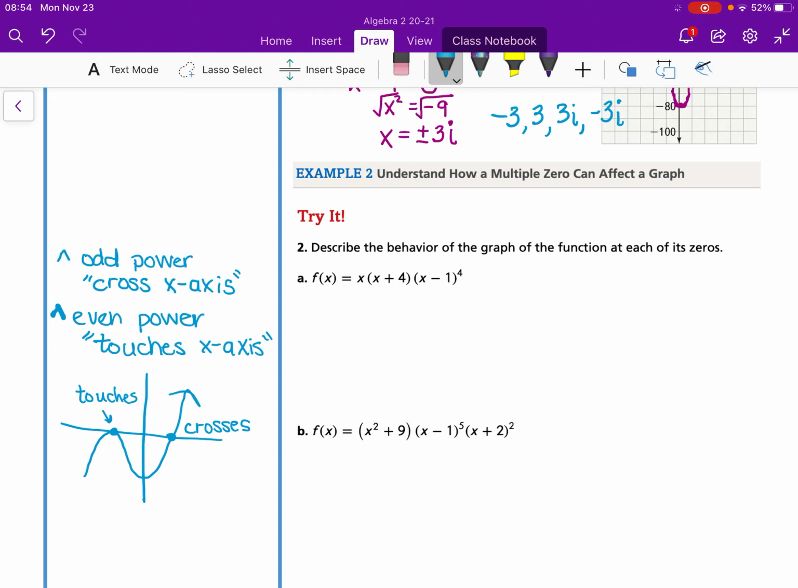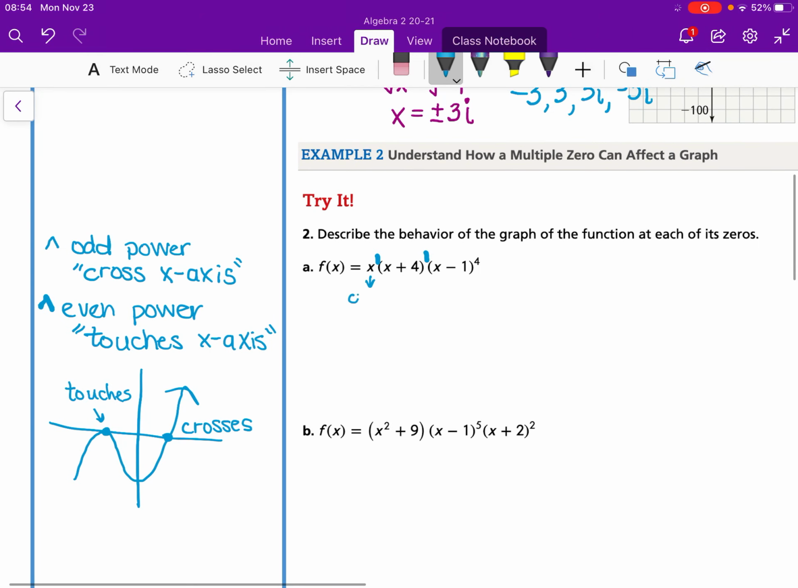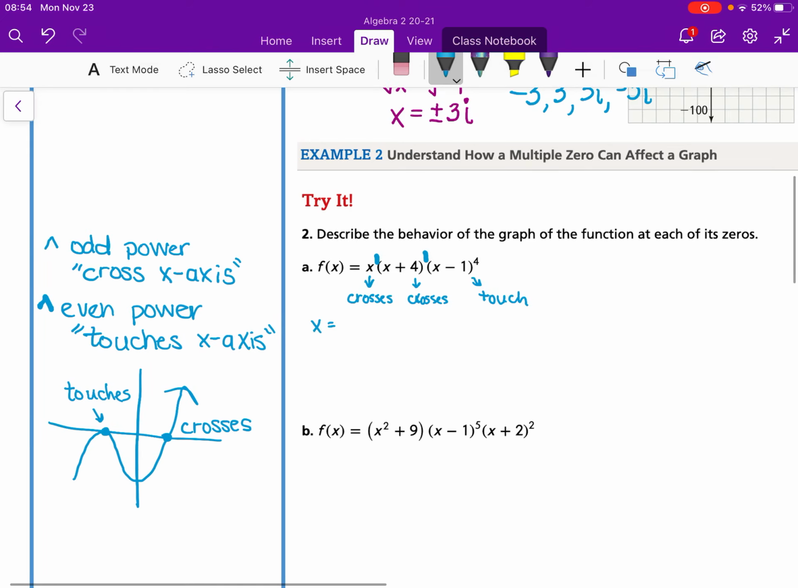So, I know by looking here, this x is to the 1st power. This x plus 4 is to the 1st power. X minus 1 is to the 4th power. So, crosses, because it's odd, crosses, touch. Now, what are my zeros? Well, if it's written in factored form like this, it's really easy to do without a calculator. You just set each one of those equal to 0.